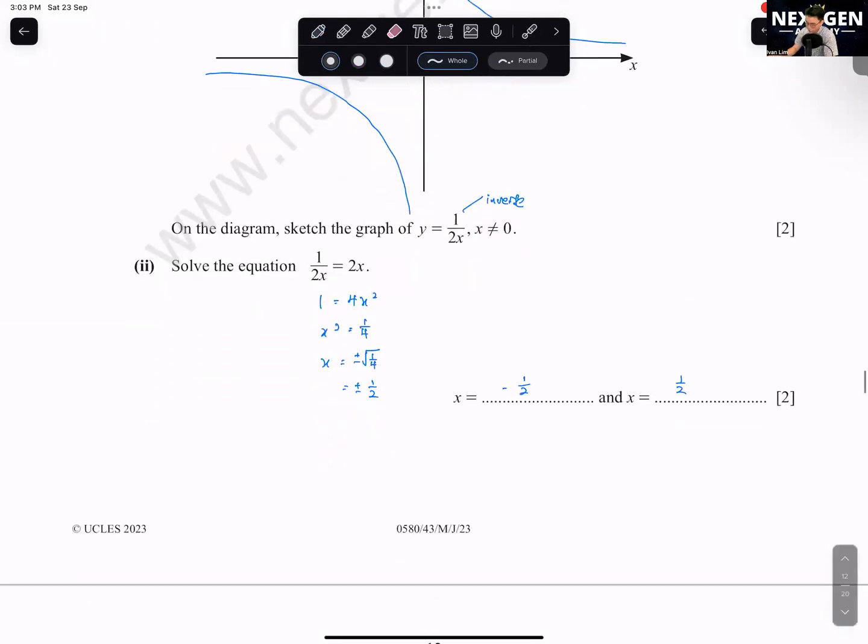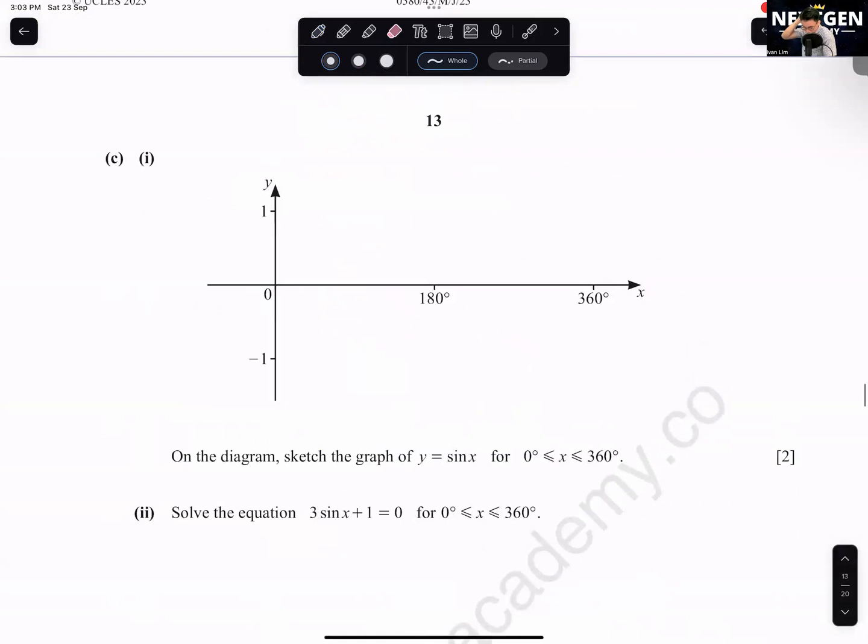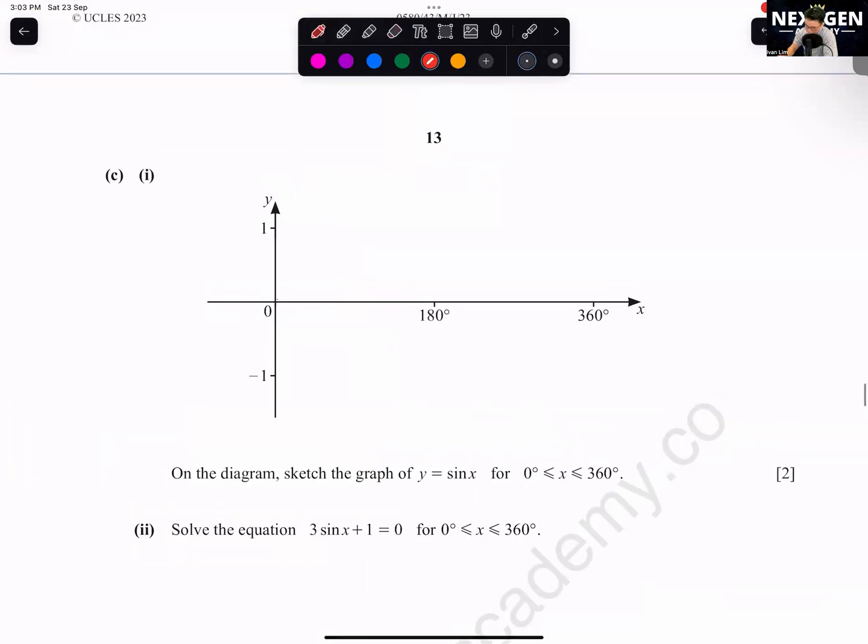Okay, next one. Question C1. Sketch y equals sin x graph every 90 degrees. So here, you just type in your calculator if you don't know. So sin 0, sin 90, sin 180, sin 270. So 270 will be about here, and 360. So you draw an S graph like this.